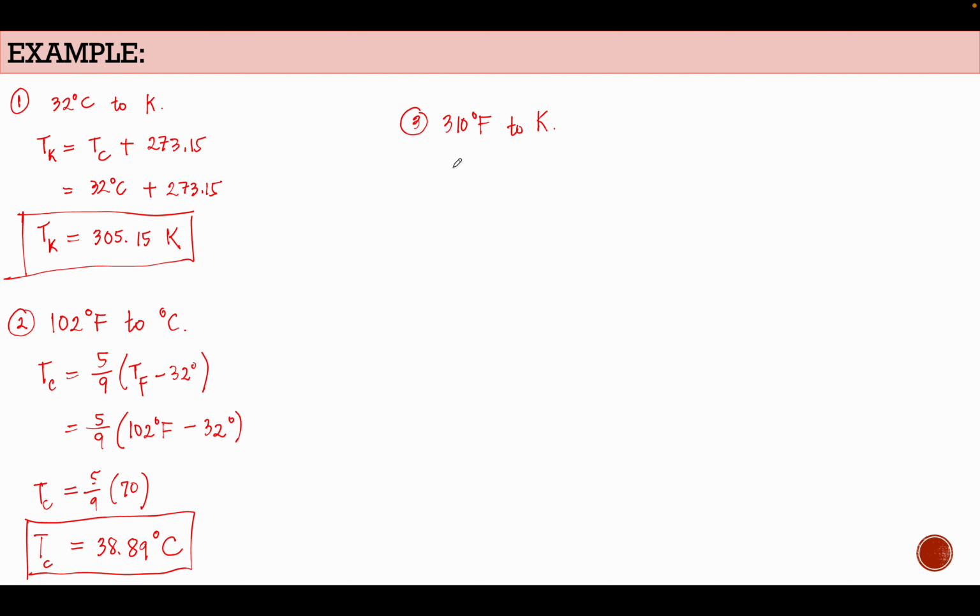Okay, so let's start first in converting from Fahrenheit to Celsius. We have T sub C. We will be using equation number 2: 5 over 9 times T sub F minus 32 degrees. So we have again 5 over 9 times 310 degrees Fahrenheit minus 32 degrees.